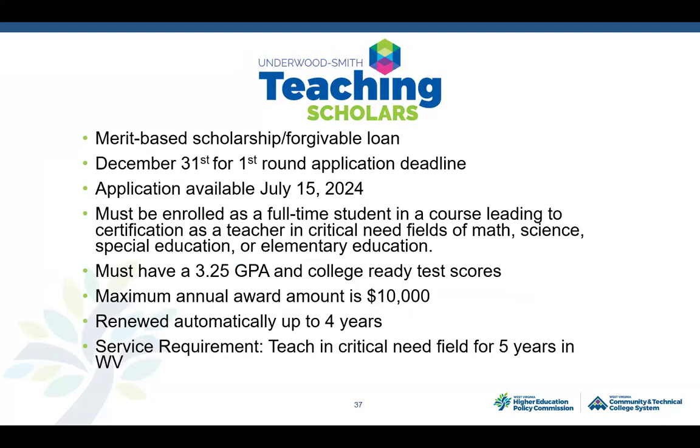We also have the Underwood Smith Teaching Scholars Program for those who want to teach either math, science, special education, or elementary education. The application opens July 15th. The first round deadline is December 31st. It is a 3-round application process. The second round is an essay. The third round is a video that the student creates. They can receive up to $10,000, automatically renewable each year up to 4 years, but they do have to teach in one of those critical need fields for 5 years in West Virginia, or else they have to pay it back.